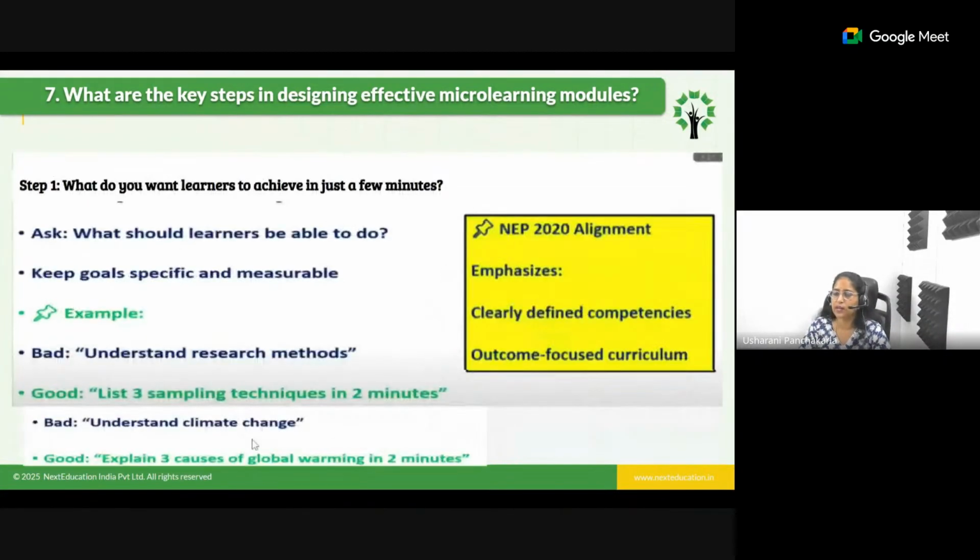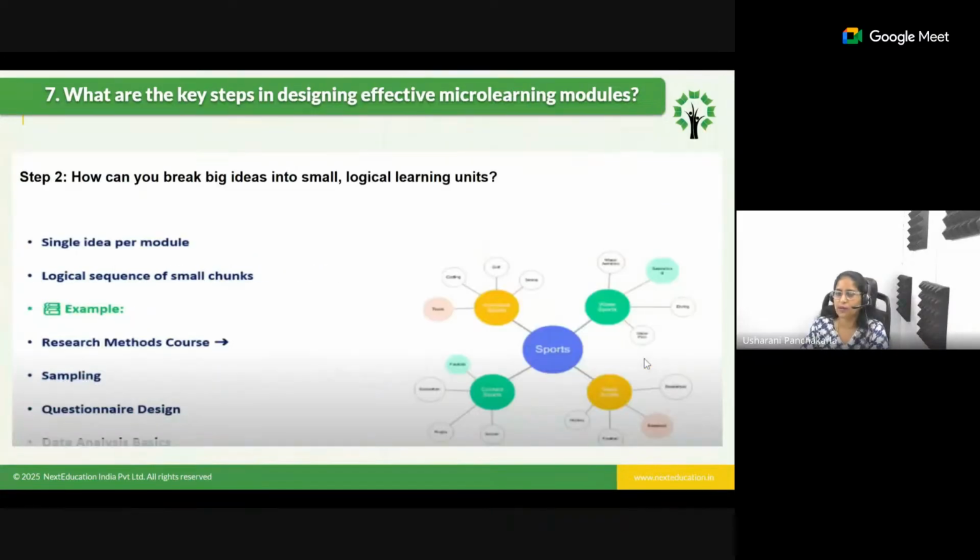Now coming to the next one, and here you can see even NEP clearly says defined competencies and an outcome-focused curriculum. Now coming to the next one: how can you break big ideas into small logical learnings? I'm going a bit fast because it's already 6, I know. Right. Moving on to this: how can you break big ideas into small logical learning units?